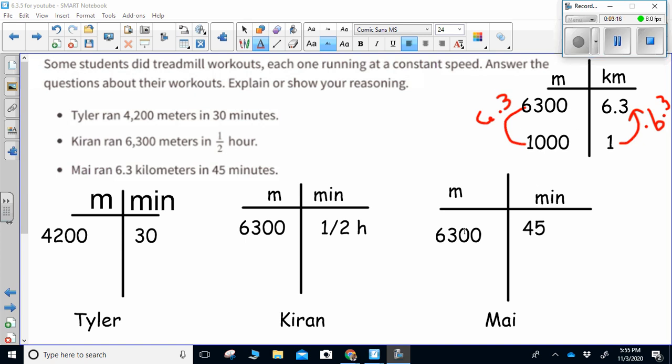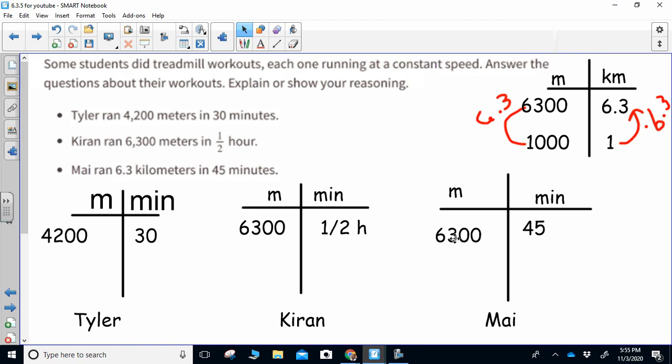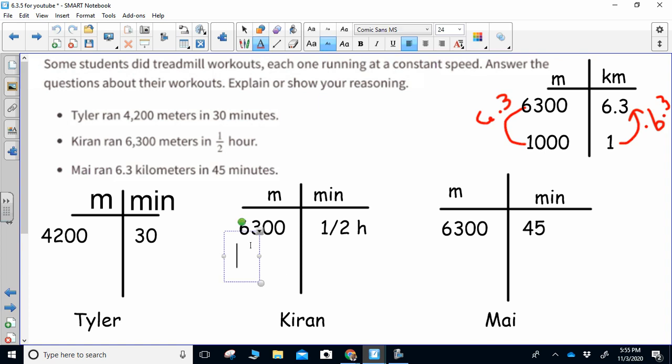And so right here, I see I have the same units. So Kieran obviously is faster if he's going 6,300 meters in a half an hour, and this one's only going 6,300 meters in 45 minutes. So Kieran's the fastest. But let's get it so we can make it be 1. So the first thing I need to do is I got to make sure my units are the same. So I've got meters, I've got minutes, I've got meters, I've got, whoops, I need to change that. So change that real quick. And we're going to have 6,300 and we're going to have 30 minutes.